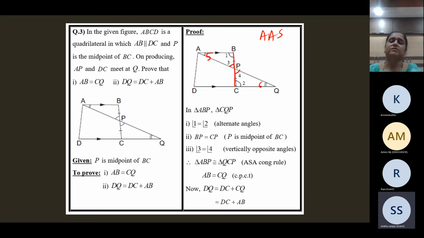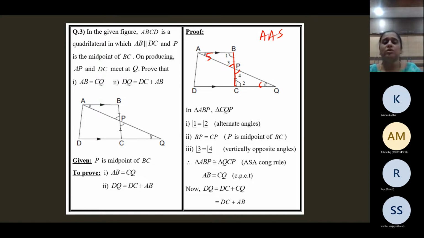Or instead of 1 is equal to 2, you can also write 3 is equal to 4. Both will give you AAS. You can also write 5 is equal to 6, 3 is equal to 4. That also will be AAS. So 5 is equal to 6, and 1 is equal to 2, correct? Then BP is equal to CP, ma'am.